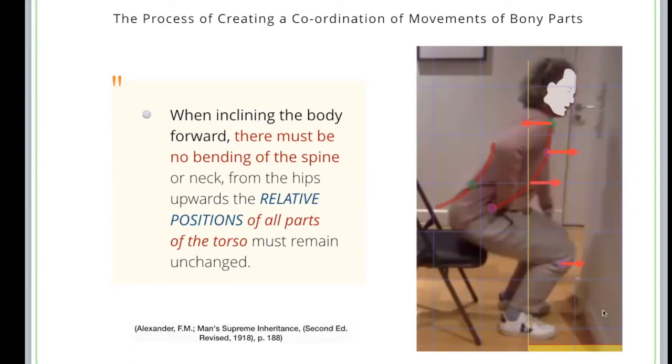Remember that we are looking at images taken from a video recording of a lesson. So we have a film, and from this film I can extract pictures. And what I want to know is how are the parts moving relatively to a fixed line. So this fixed line has to be established. So first of all, of course, I establish the fixed line relatively to the ankle. Alexander has a famous sentence in Man's Supreme Inheritance. He says that it all starts at the ankle.